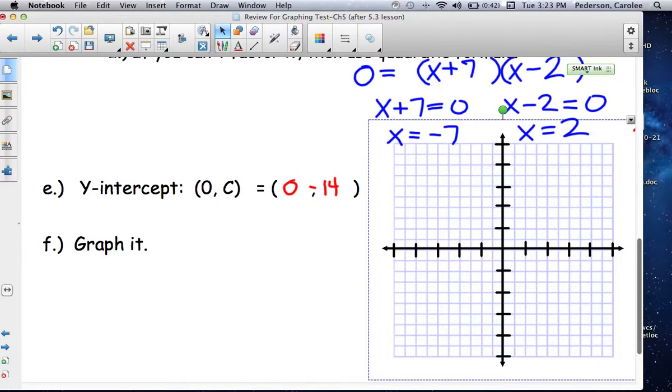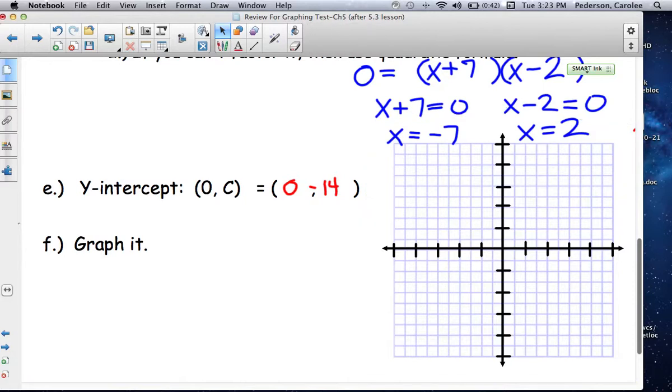So I'm going to change my x and y axes by 2. So I'll just work backwards. Let's graph the y-intercept first. So remember, the y-intercept is on the y-axis, and I'm going to go down to 14. So remember, this is 2, 4, 6, 8, 10, 12, 14. And we identify that point.